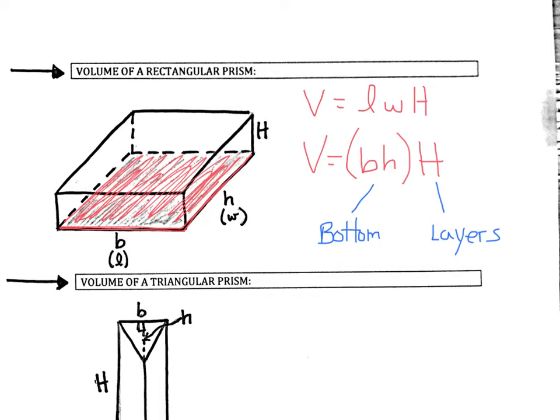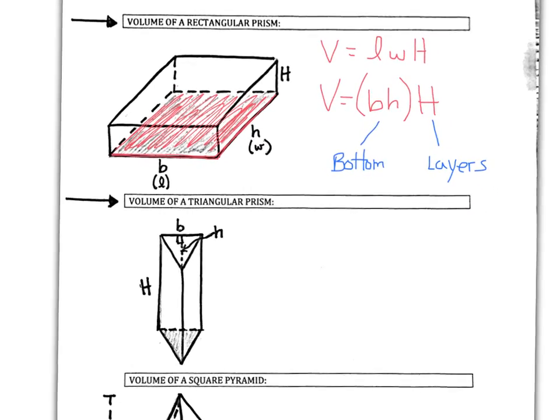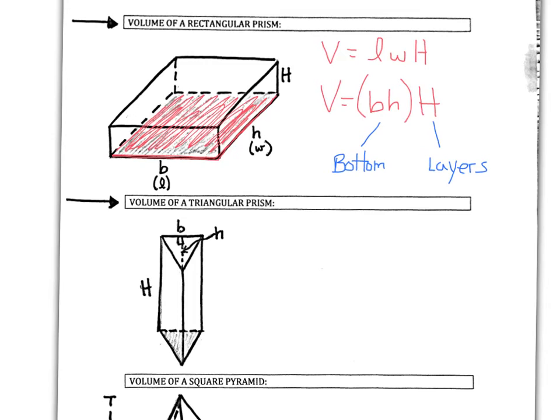Alright, next container is a triangular prism. It uses the same theory. Fill up the bottom first. Now this time the bottom is a triangle. Oh, so use the triangle formula. Volume equals base times height divided by 2. So that's the bottom layer. Now notice we're using small h.